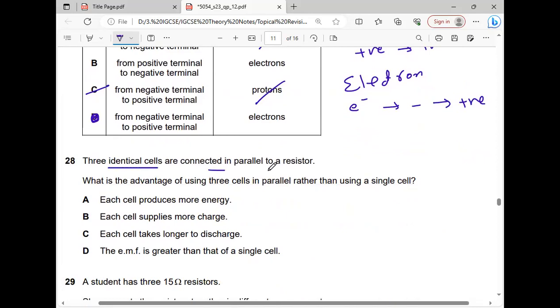Three identical cells are connected in parallel to a resistor. So a battery is made by combining the cells in parallel. What is the advantage of using three cells in parallel rather than using a single cell? We know the very famous advantage of making a battery with cells connected in parallel is that it is long lasting. So which option is straightaway correct? Option C will be the correct answer.